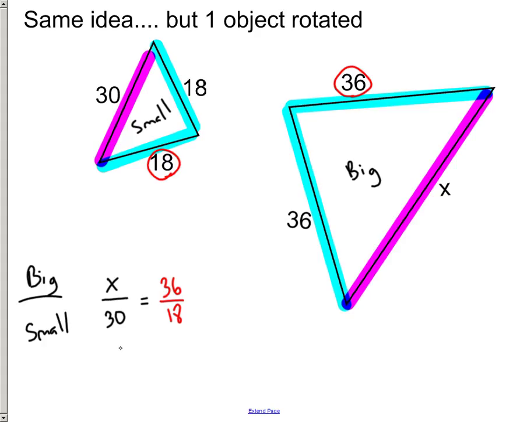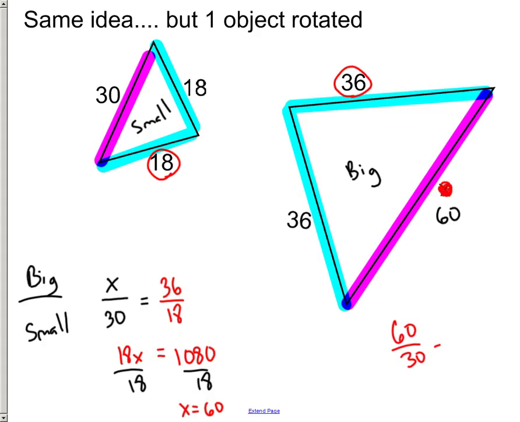X times 18 is 18x. 30 times 36 is 1080. And now we can divide by 18. And we find out very quickly that x equals 60. Okay? And let's stop and think about that. 60 divided by 30 is 2, and 36 divided by 18 is 2. So that's one way that you can check: just stack the corresponding sides on top of each other and make sure that you get the same answer.